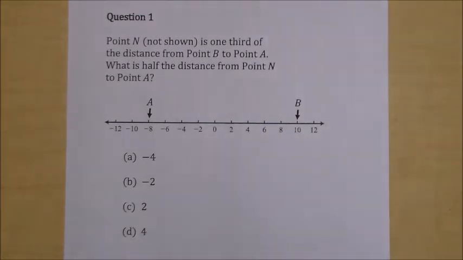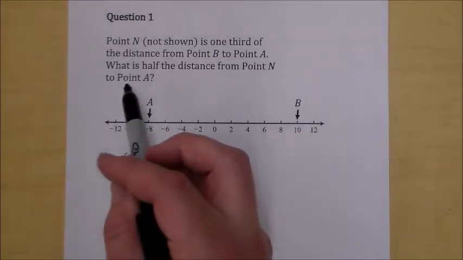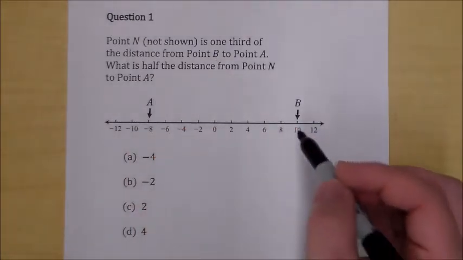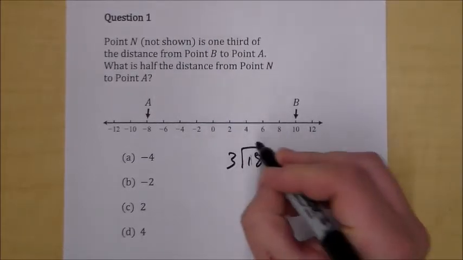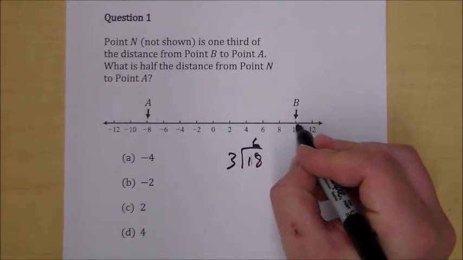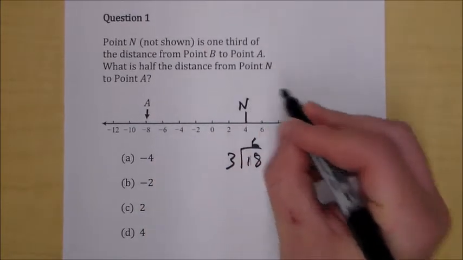We have 18 numbers, right? Because 10 to -8 is 18 numbers. So 1/3 of that is going to be 6, right? Because we have 18 numbers, 1/3 of that is 6. So we have to take 6 from 10, going that way, we get to 4, right? So that's point N. Okay, cool.